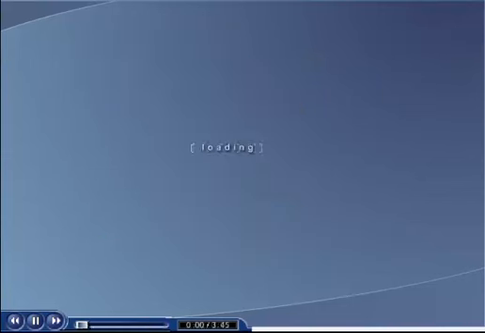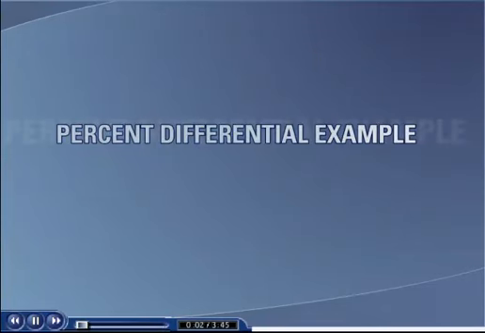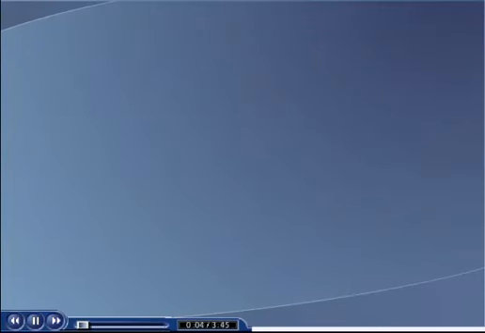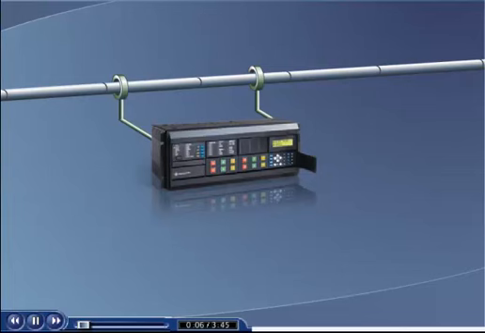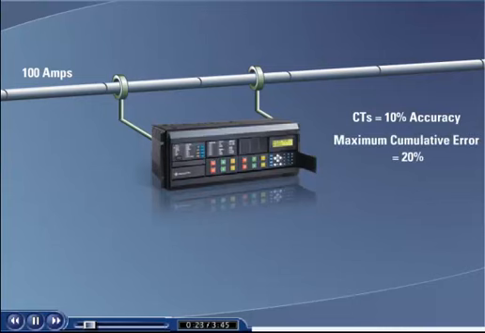Percent differential example. Let's substitute some figures to better understand the operation of the differential element. On an example circuit with a maximum load current of 100 amps using standard protection class CTs with an accuracy of 10%, a maximum error of no more than 10 amps per CT is expected after summation. This would lead to a maximum cumulative error of 20% or 20 amps.